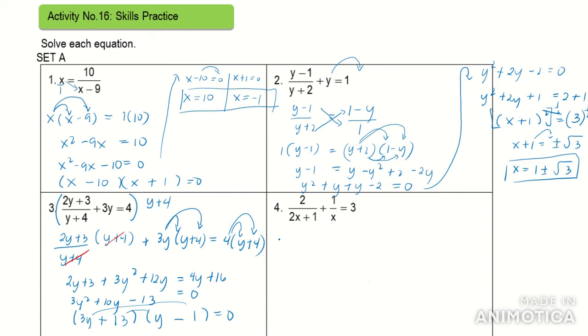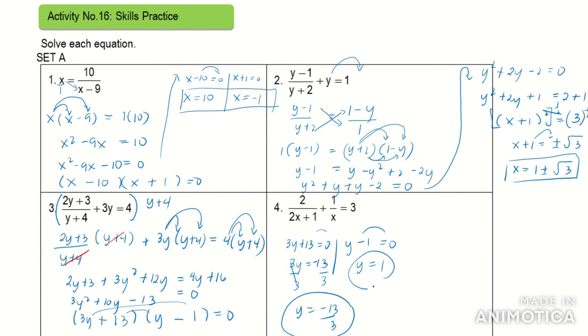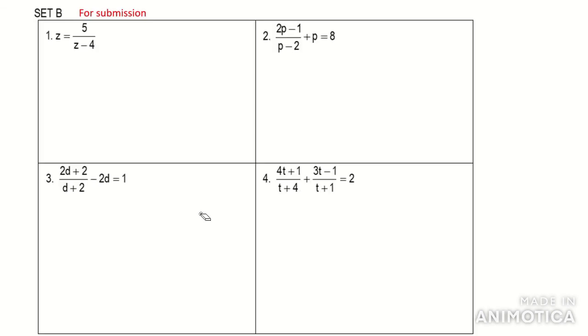Then we make use of the zero product property. So let's solve here. You have 3y plus 13 is equal to 0, and we have y minus 1 is equal to 0. Transpose, so we have 3y is equal to negative 13, and y is equal to positive 1. Then divide both sides by 3 here. You have y is equal to negative 13 over 3 and positive 1. For submission, just choose any 2 items from this set.